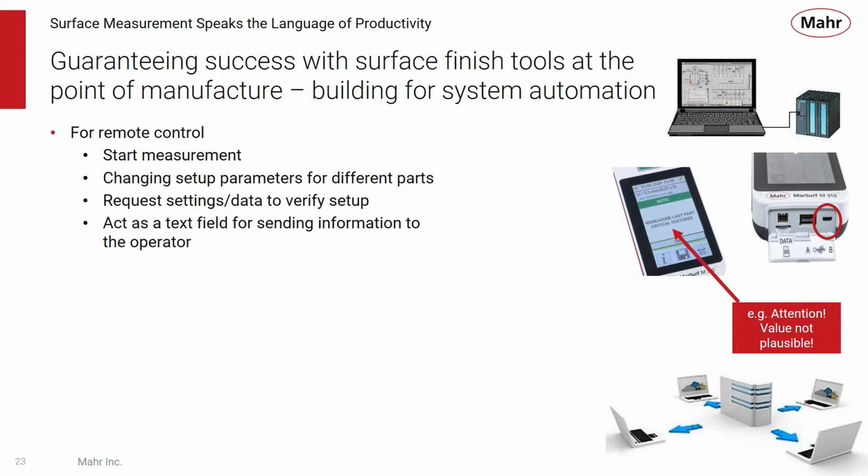So some of those controls could be remote control to start the measurement, changing the setup parameters for different parts, requesting settings and data to verify the setup, and also act as a text field for sending information to the operator. For example, a measurement might be transferred, but they could get a message back saying that that's not a good measurement. Maybe you should take it again.